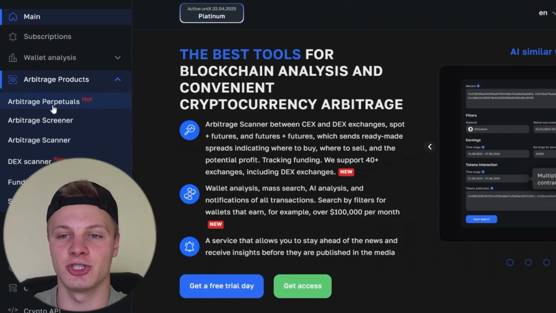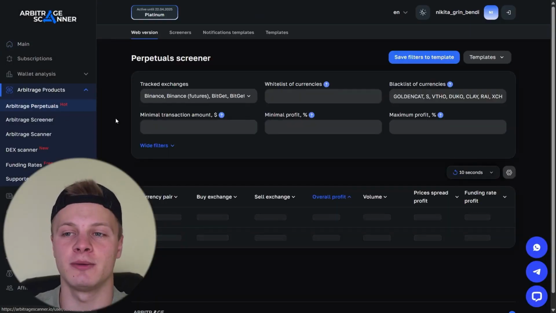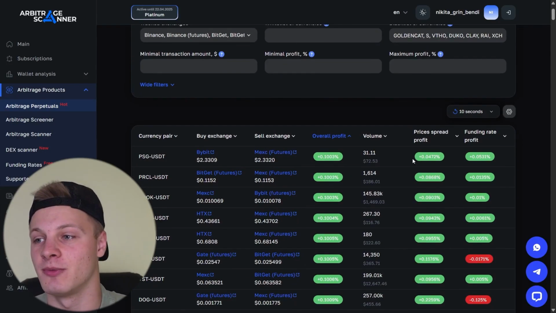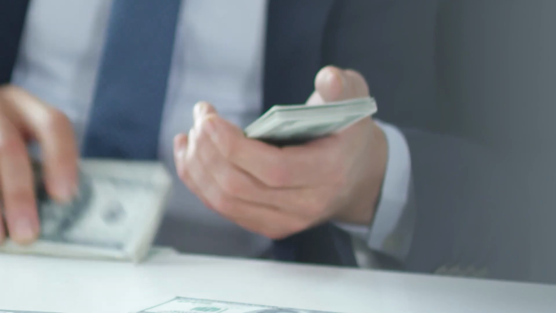These are of course arbitrage products. There is perpetual arbitrage. That means you can look for arbitrage opportunities on futures. You'll see the profit displayed as well as which exchanges you can open trades on. You can even check funding rates, meaning you can earn from funding simply by opening a position and you'll gradually receive funding payments as long as you hold the trade.